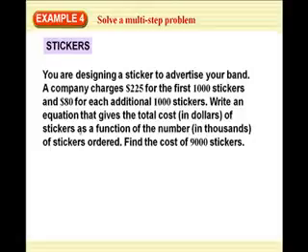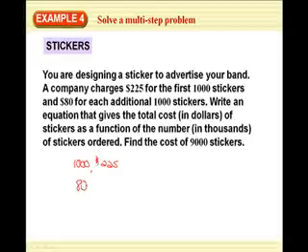Okay, example 4, stickers. It says, you are designing a sticker to advertise your band. A company charges $225 for the first 1,000 stickers and $80 for an additional 1,000 stickers. Write an equation that gives you the total cost in dollars of the stickers as a function of the number in thousands. So what we have to do is write a point. We have to figure out what our cost is going to be. $225 for our first stickers. That's the first set. So 1,000 stickers costs us $225. That's what we know right away, is we know we have to pay that.